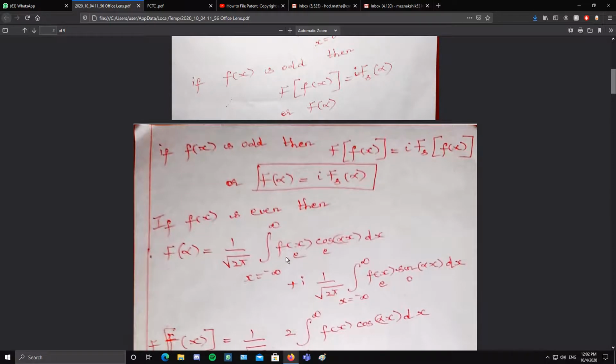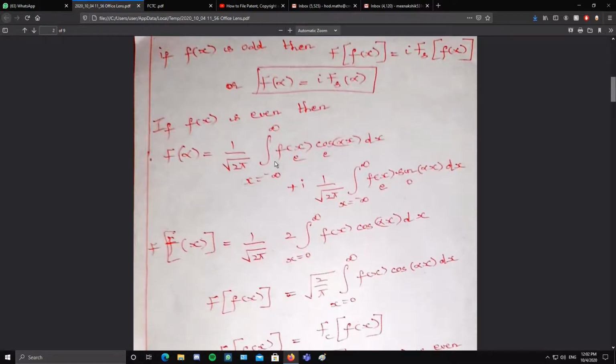F of x is even, cos alpha x is even, even into even is even. So the first integral will be 2 times 0 to infinity. Second integral: f of x is even, sine is odd, so even into odd is odd. The second integral will be 0. So if f of x is even, Fourier transform of the given function, F of alpha, is 1 by root of 2 pi, 2 times integral 0 to infinity f of x cos alpha x dx.